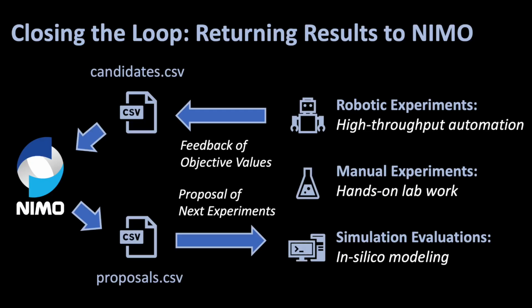Once the proposals CSV is obtained, the next step is to acquire objective values based on those proposals. If you have robotic systems, integrating NIMO enables closed-loop exploration without human intervention. NIMO also fully supports manual experiments. By manually feeding back the objective values, you can still close the exploration loop. Simulation-based evaluation is another important strategy. Whether the objective function is acquired by robot, human, or computer, this feedback loop accelerates autonomous discovery.